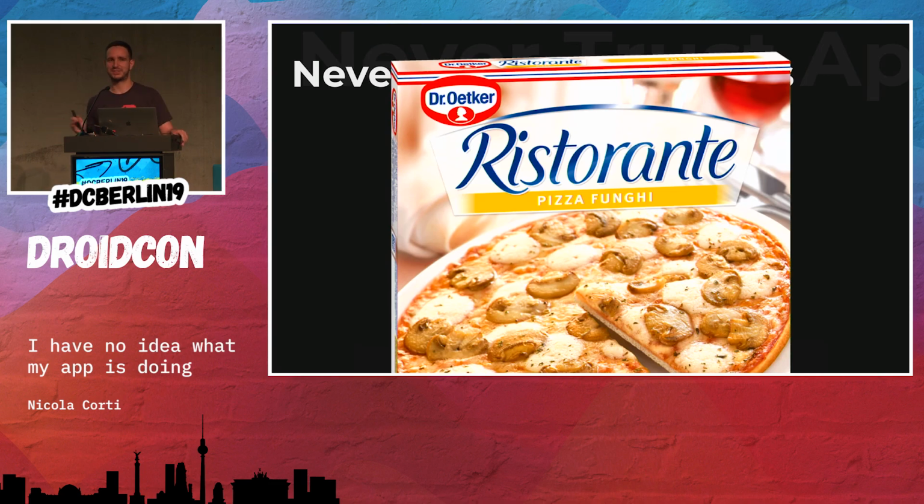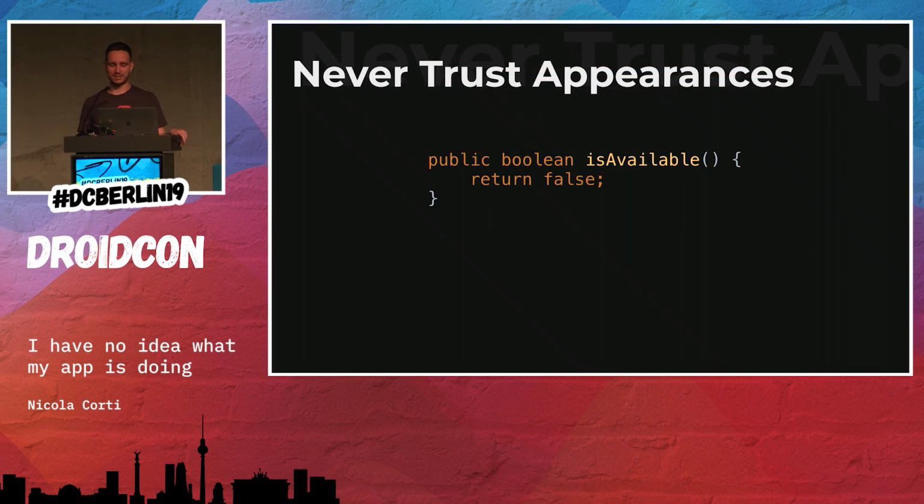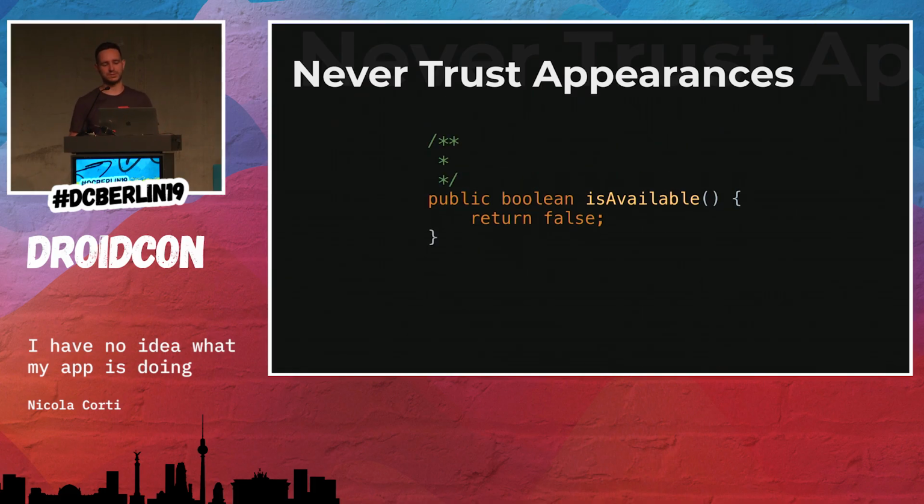So never trust what the outside of your code tells you. So, for example, if you end up having a function that is something like this, isAvailable, return false, that's trivial. Maybe there is also a comment on top, always return false.